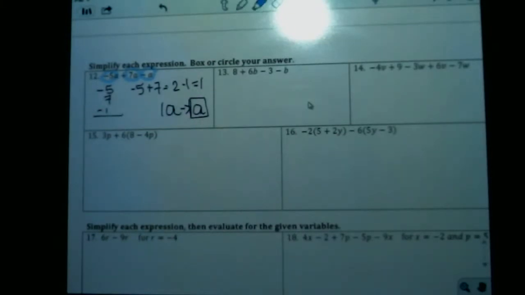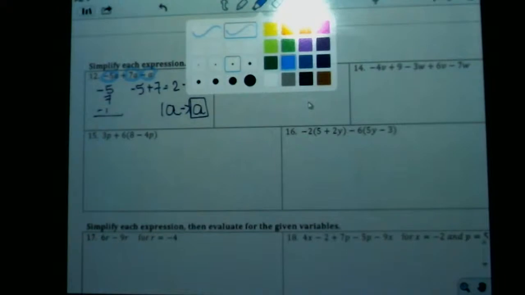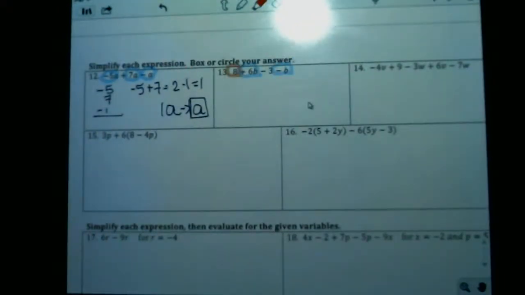All right, let's look at number 13. My like terms: 6b and a negative 1b, and then 8 and negative 3. So what I have is 6b minus 1b. So how many b's do I have? 6 take away 1, oh, 5. 5b. And then I have 8 minus 3, which is 5. So my final answer is 5b plus 5.